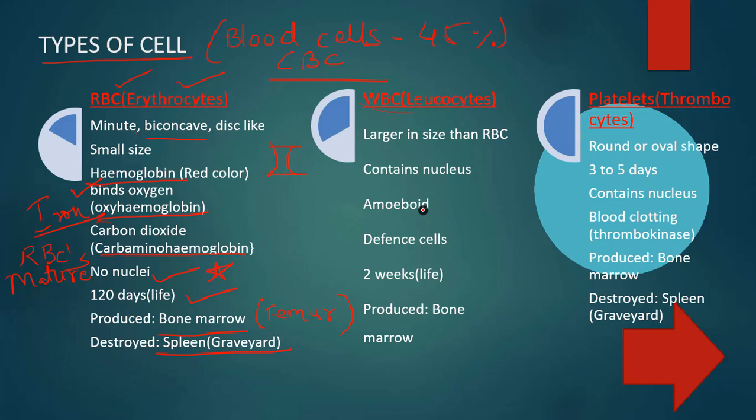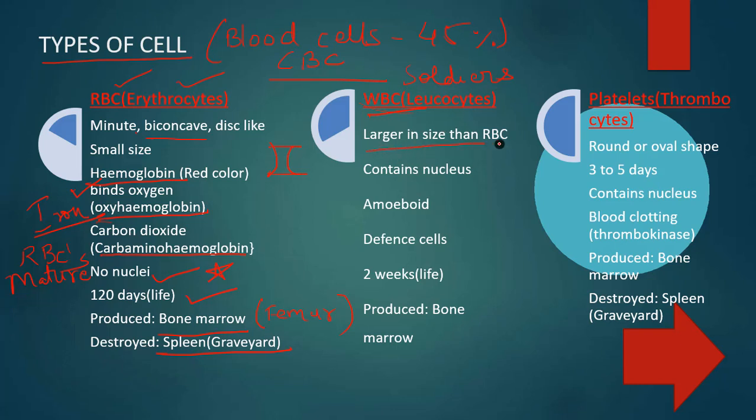Whenever any germ or any foreign particle enters your body, even by mistake, the first type of cell which will go and act upon it is WBC. Hence, WBCs are said to be the soldiers of our body. Why? Because these are the first cells which go and act on them, and try to kill them.